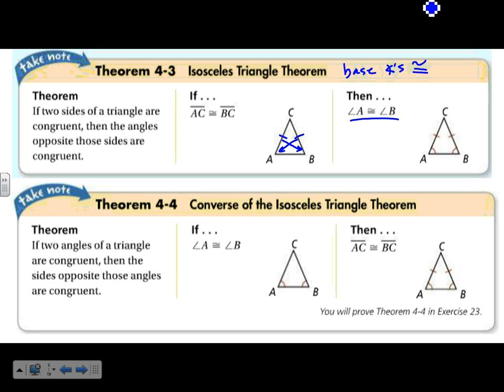Now, the opposite is also true. So this is the converse. The converse is saying that if the two base angles are congruent, that means the sides have to be congruent. It's got to be an isosceles triangle. So if you don't know if a triangle is isosceles, but the base angles are congruent, then it has to be an isosceles triangle. So that's the converse of that.